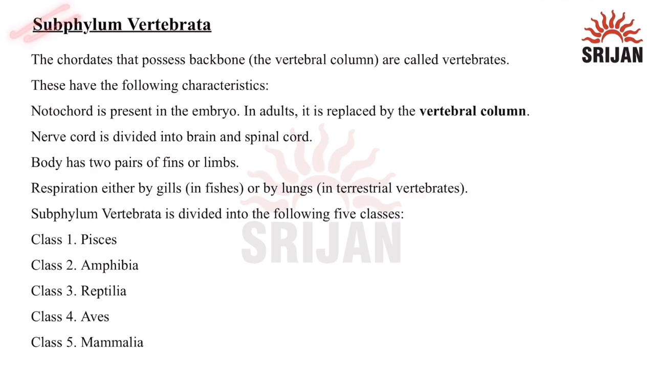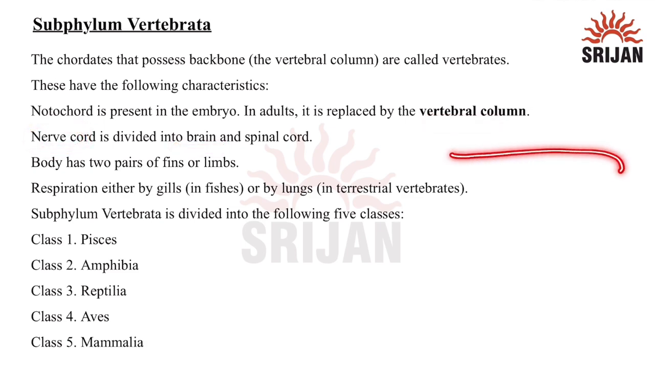Now subphylum Vertebrata. Now the chordates that possess the backbone are called vertebrates. Backbone, which is also known as vertebral column. Now they have the following characteristics. First is that notochord is present in the embryo, and in adults it is replaced by vertebral column. Now the nerve cord is divided into brain and spinal cord.